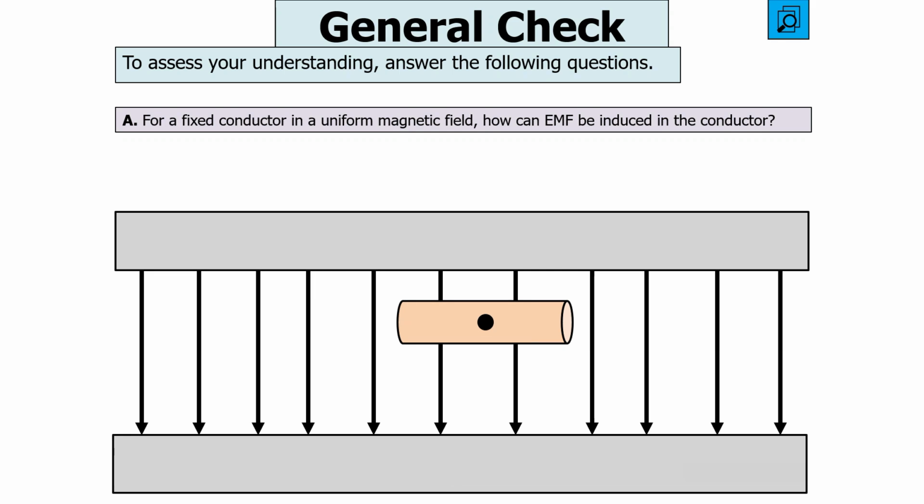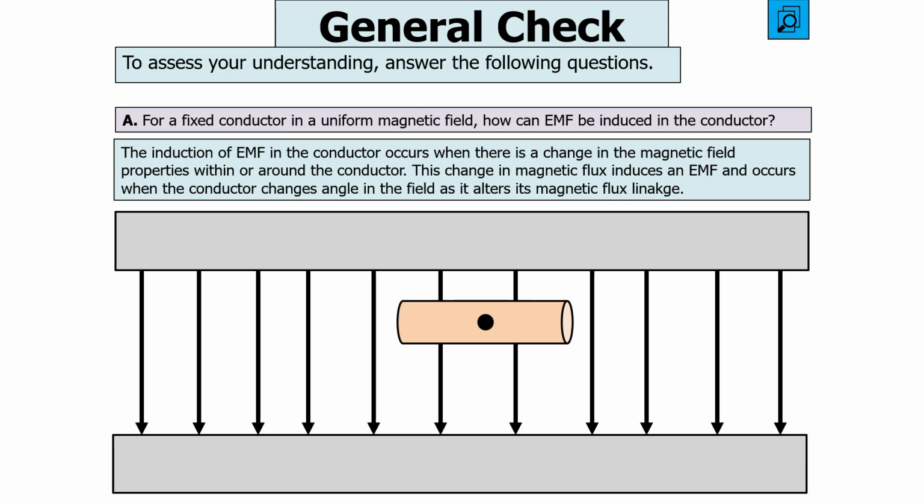For a fixed conductor in a uniform magnetic field, how can the EMF be induced in the conductor? The induction of EMF in the conductor occurs when there is a change in magnetic field properties within or around the conductor. This change in magnetic flux induces an EMF and occurs when the current changes angle in the field as it alters magnetic flux linkage.